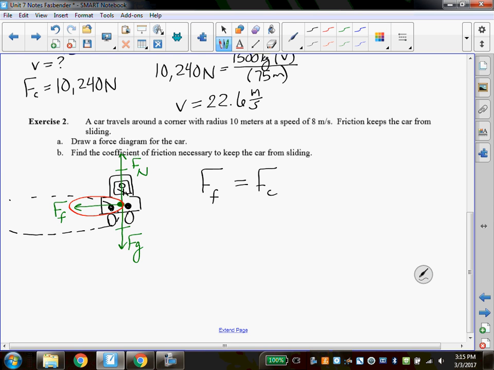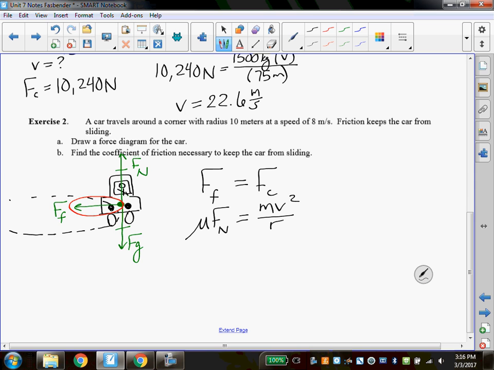This is what's going to help us solve part B of this problem, find the coefficient of friction necessary to keep the car from sliding. Now, another way that we could write the force of friction is as mu times F_N. Another way that we could write the centripetal force is mv squared over r. And this is good because we want to find the coefficient of friction. So hopefully, as long as we can get a number for F_N, the m, the v, and the r, we should be able to find mu.